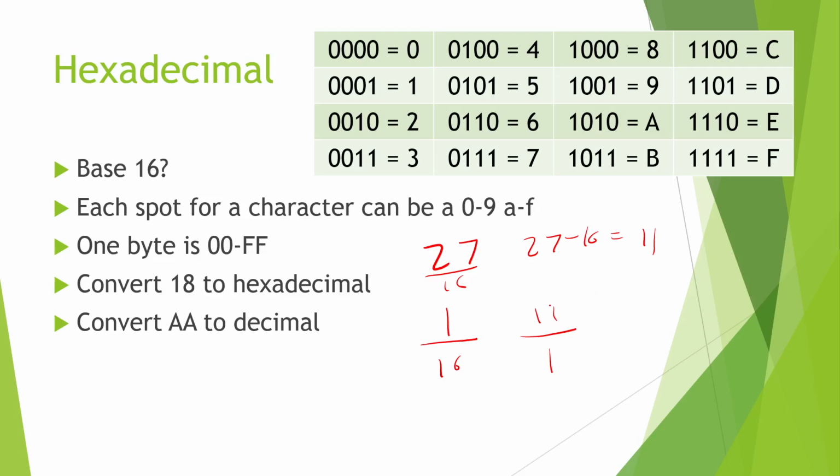B. Because A would be 10, B would be 11, and I would continue, C would be 12, and so on. So it'd be 1B. That is the equivalent of 17. All right, it's making a bit more sense. All right, so let's do one more time.